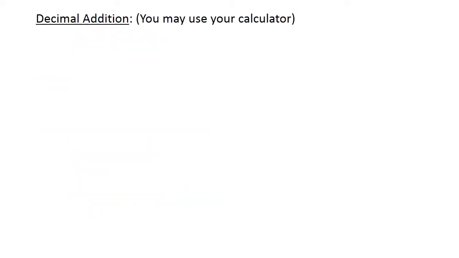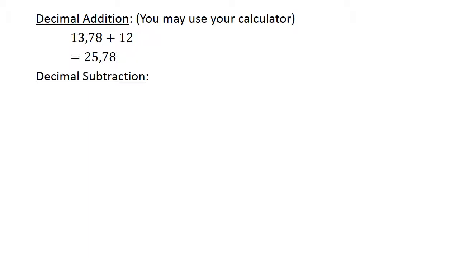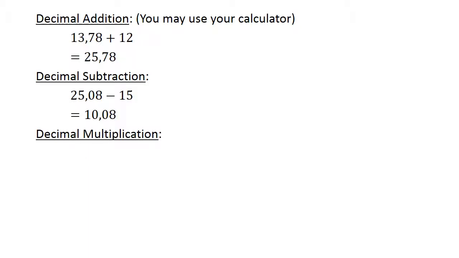Decimal addition, you may use your calculator. 13.78 plus 12 equals 25.78. Decimal subtraction, 25.08 minus 15 equals 10.08.